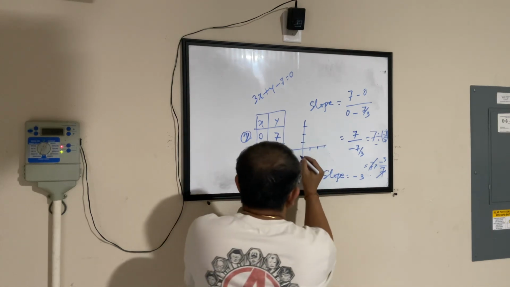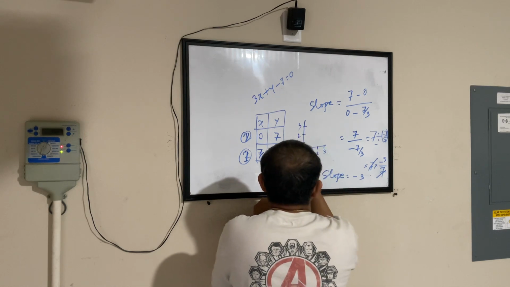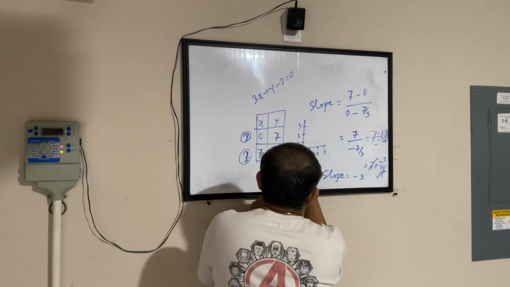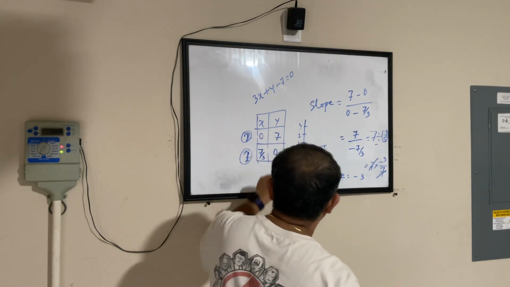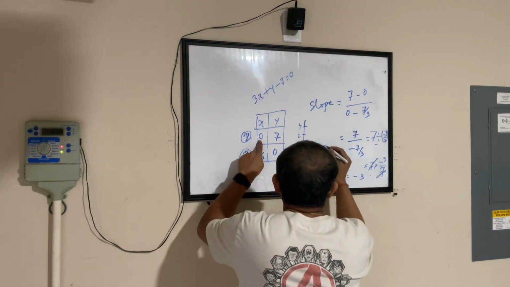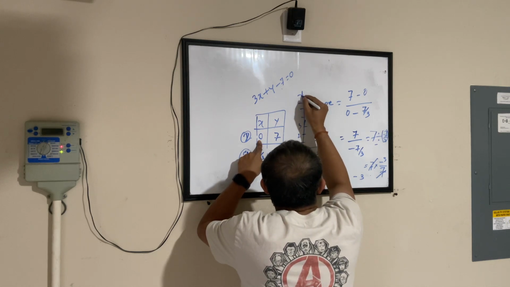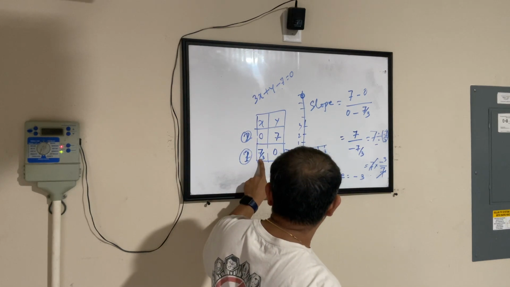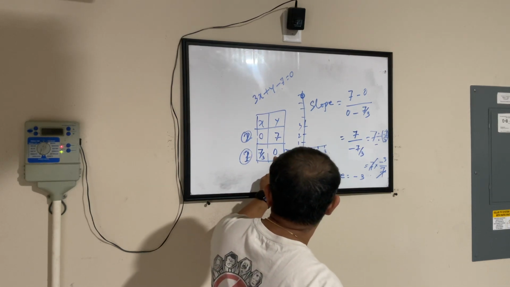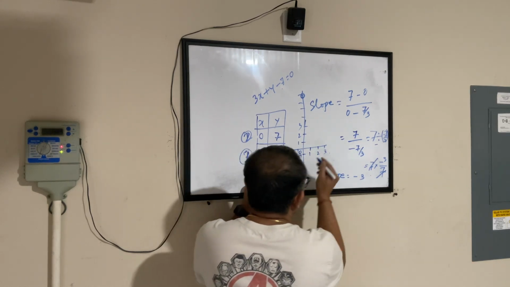0, 1, 2, 3, minus 1, minus 2, minus 3, on both axes. The point is 0 and 7, so when x is 0, y is 7. This guy is somewhere here: 4, 5, 6, 7. So this is one point. Now, the second point is 7 by 3 and 0. So x is 7 by 3, which will be a little more than 2.